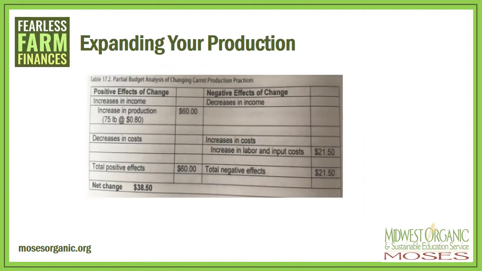Another reason you might want to take a quick look at a partial budget is if you want to expand your production. In this particular table, let's assume your farm produces vegetables on 4 feet by 100 feet beds, and you've developed enterprise budgets for 4 of the 5 crops that provide the majority of income on your farm. Currently you're producing carrots in 2 rows down the length of the bed, and you wondered what would happen if you could put a 3rd row of carrots in there. You estimate that adding the 3rd row of carrots could increase your production by 75 pounds.